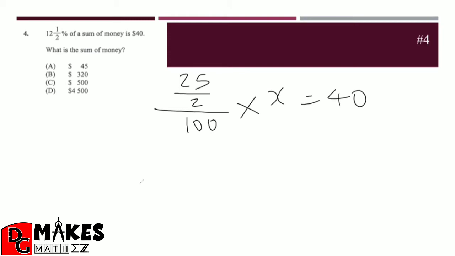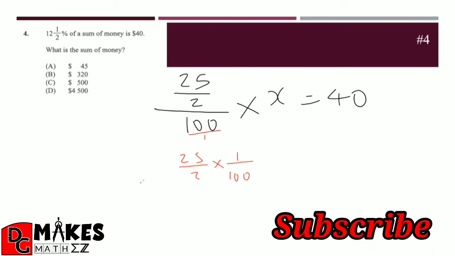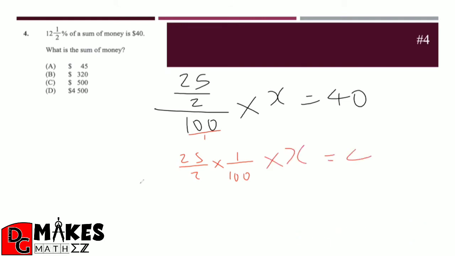Now, we are dividing 25 over 2 by 100, which is also 100 over 1. If I'm dividing by a fraction, I know I can also multiply and reciprocate that fraction, which is 1 over 100. Again, we are multiplying 25 over 2, dividing that by 100, which is 100 over 1. And dividing by that fraction, we can multiply and reciprocate. So we're now multiplying by 1 over 100. Still times X equals 40.